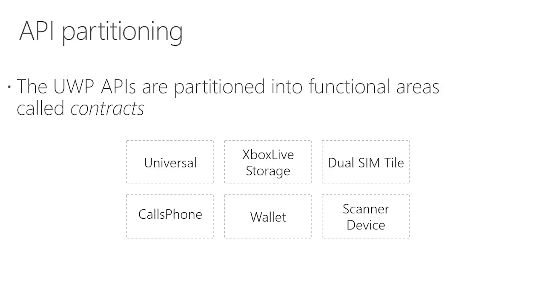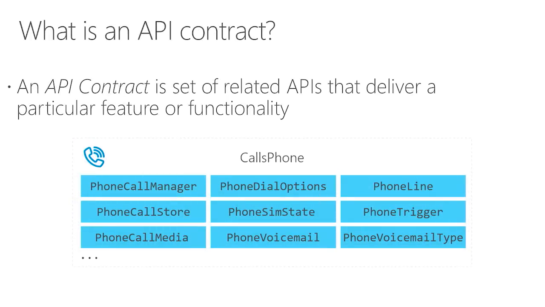Very cool. Now, to understand how this works, we need to understand a little bit about how UWP APIs work. The APIs are partitioned into functional areas that we call contracts. You see some examples here. We've got Universal. We've got some APIs around Xbox Live Storage. Let's look at one example, Calls Phone. The API contract is a collection of APIs. It's going to have a number of methods. It might have properties, events, all the things that encapsulate an API, and they're grouped into a contract. Here again, Calls Phone is an excellent example. This is not the full scope of Calls Phone, but you see it's a collection of related APIs. We call these an API contract. It's really a chunking of the API.